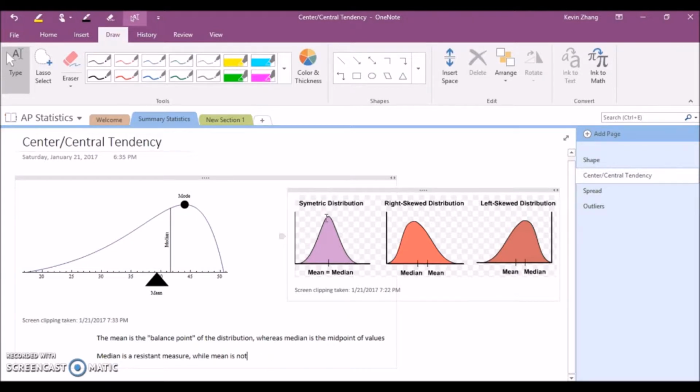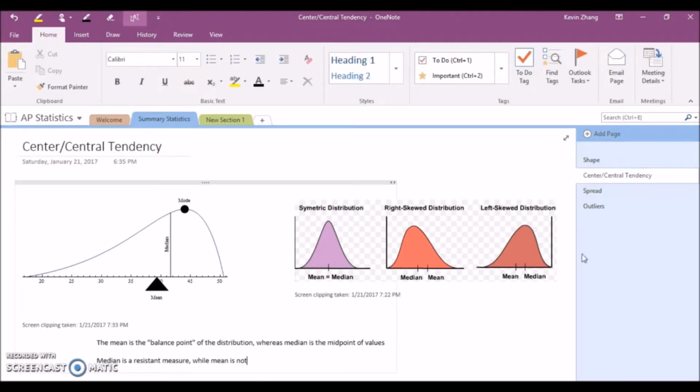In a symmetric distribution, we see that the mean equals the median. However, when we start to have skew, we see that the mean is always pulled toward the tail. So in a right skewed distribution, the mean will be to the right of the median. And in a left skewed distribution, the mean will be to the left of the median.